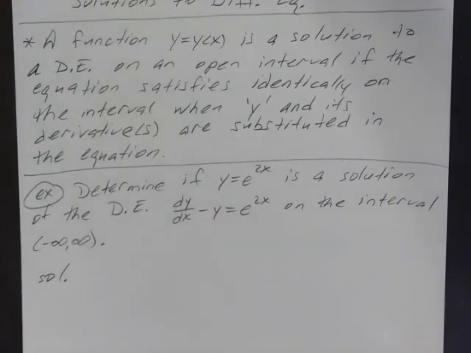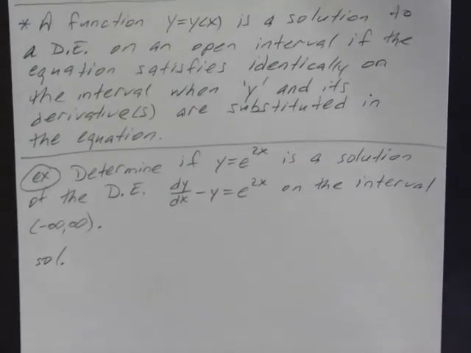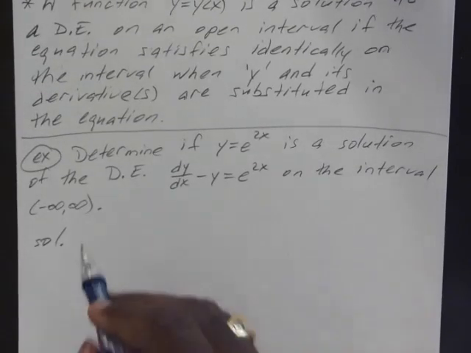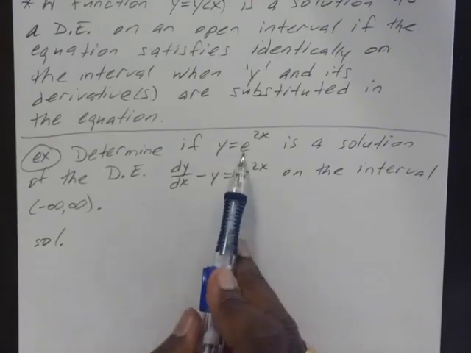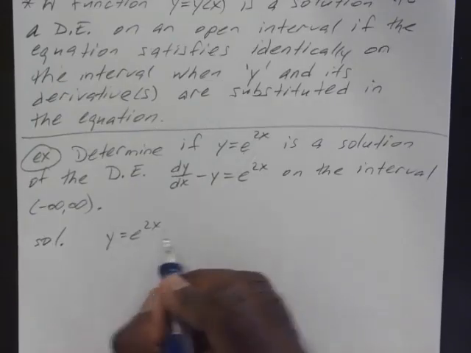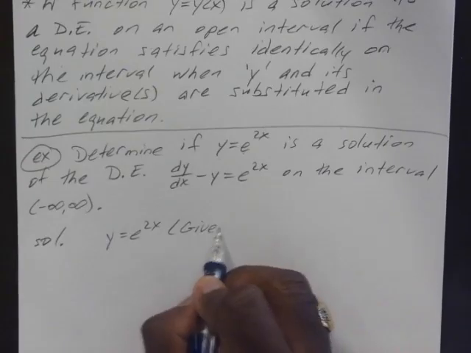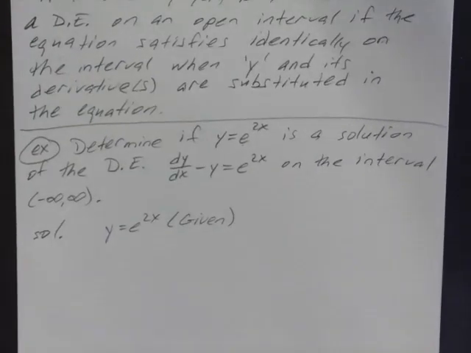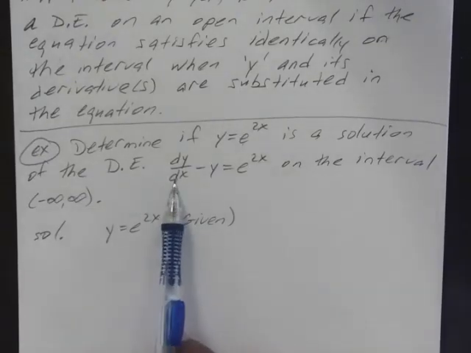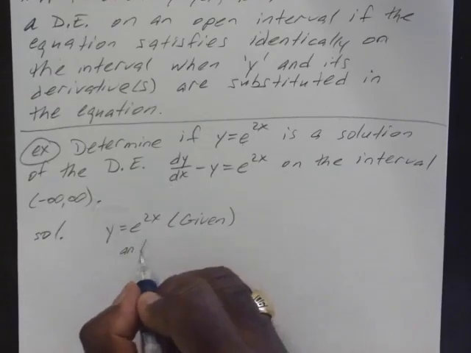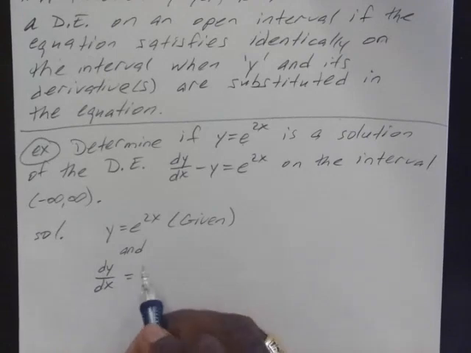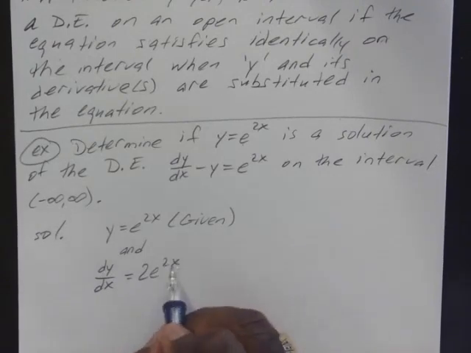And honestly, this looks worse than what it really is. Solving it isn't too bad as far as differential equations go. Okay, so we know that y is equal to e to the power of 2x. That's our given. So our differential equation only goes up to dy/dx, so we want to find that. So our dy/dx is equal to 2 times e to the power of 2x.